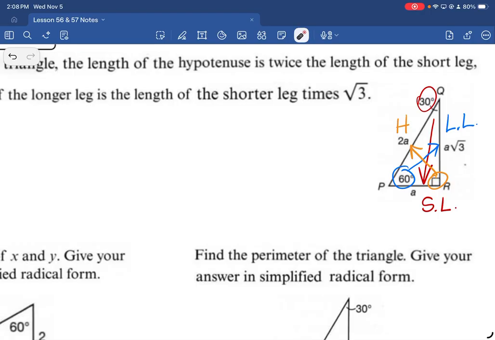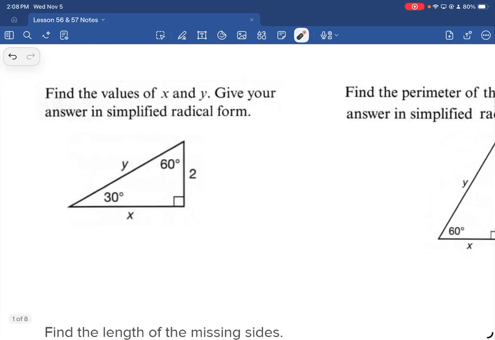All right. If you look over here at this one, it says find the values of x and y. Give your answer in simplified radical form. Do not plug it into your calculator. They want it in radical form, reduced. Look how nice they give you the short leg. This is ideal. This is my favorite situation.